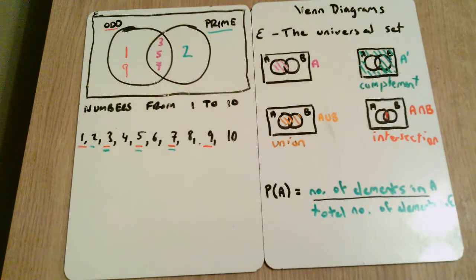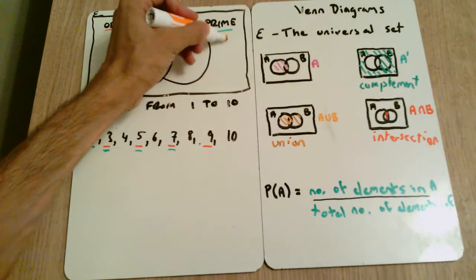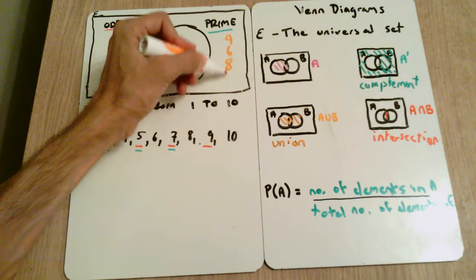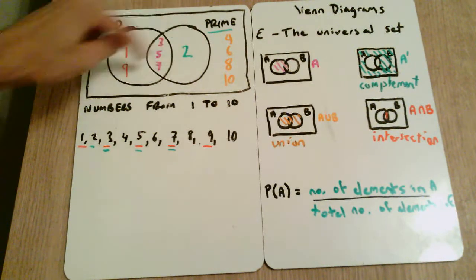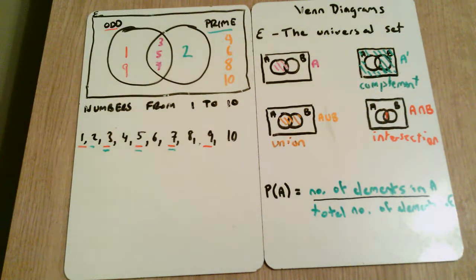And then the rest of the numbers have to go somewhere because they're still part of the set, and they just go on the outside. So on the outside, I'm going to put my values of 4, 6, 8, and 10. And what we can see there is we now have all our values inside our Venn diagram. 1, 2, 3, 4, 5, 6, 7, 8, 9, 10. We filled in our Venn diagram.